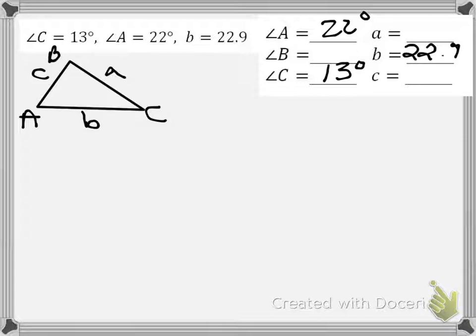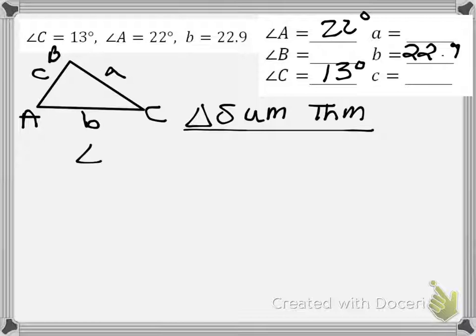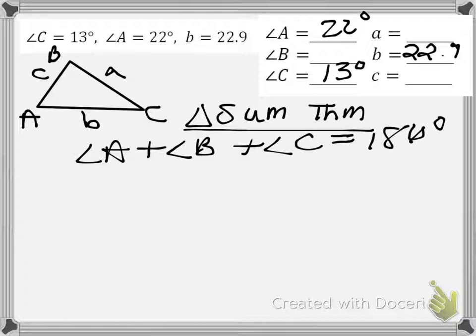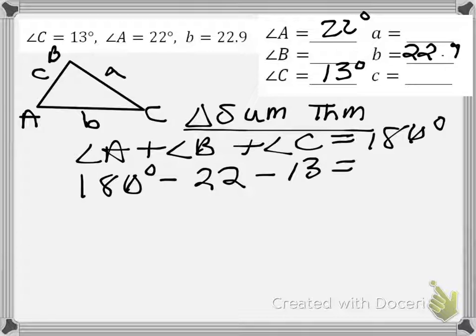So in order to find angle B, I'm simply going to use the triangle sum theorem. The triangle sum theorem tells me that angle A plus angle B plus angle C should equal 180 degrees. So I'm going to take 180 degrees and subtract the two angles that I have. That should give me the angle that I'm missing. And the missing angle is 145 degrees. So I'm going to write it here.